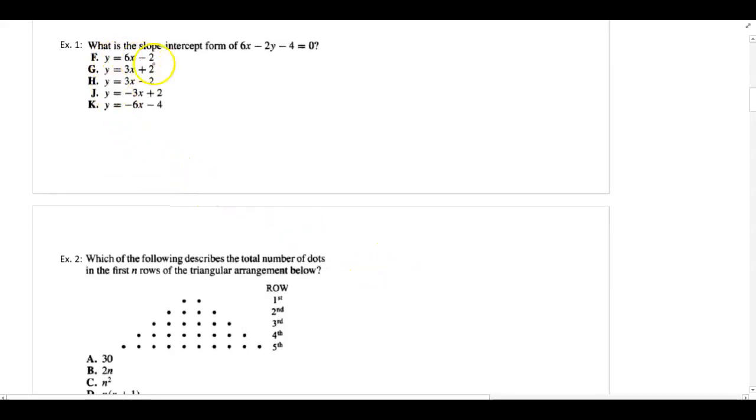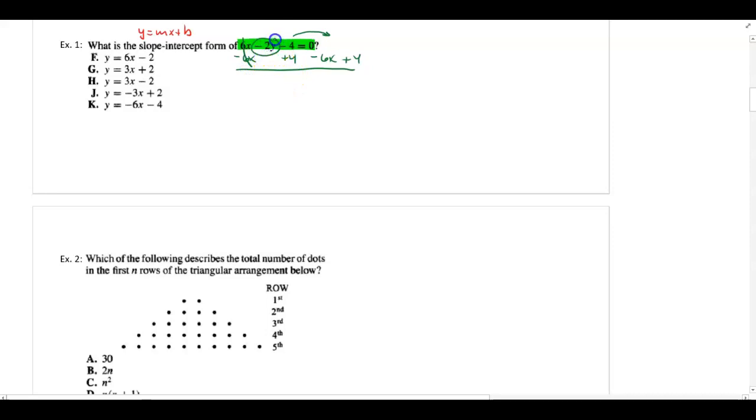So first, it says, what is the slope-intercept form of 6x minus 2y minus 4 equals 0? Remember, slope-intercept form is y equals mx plus b. So what we have to do is take this equation and solve for y. How do I do that? Well, to get rid of the 6x, since it's linked by subtraction and it's positive, I'm going to subtract 6x. Now, I'm also going to bring that 4 over by adding 4.